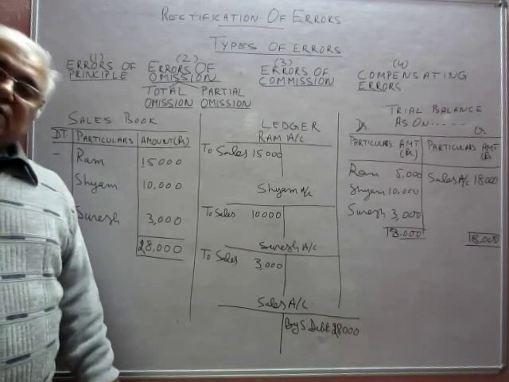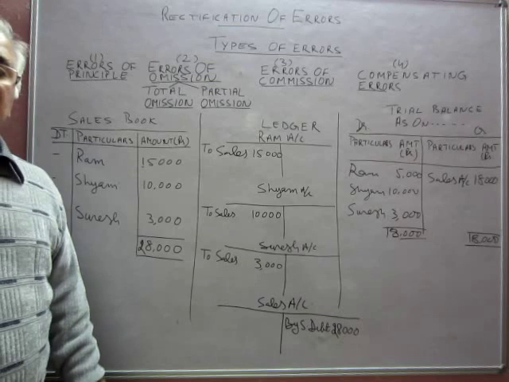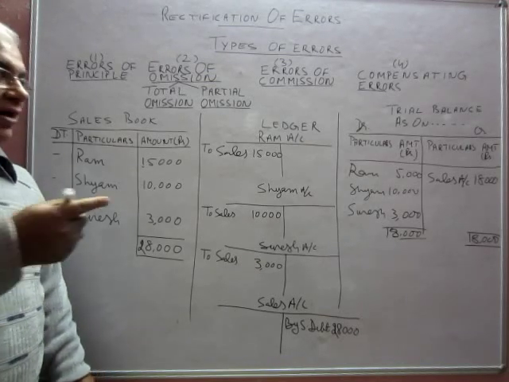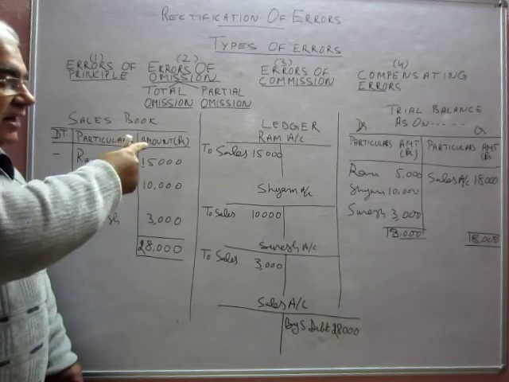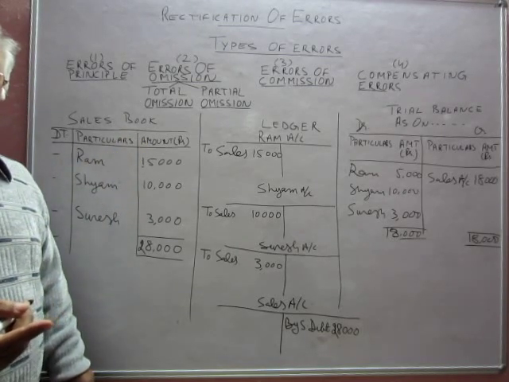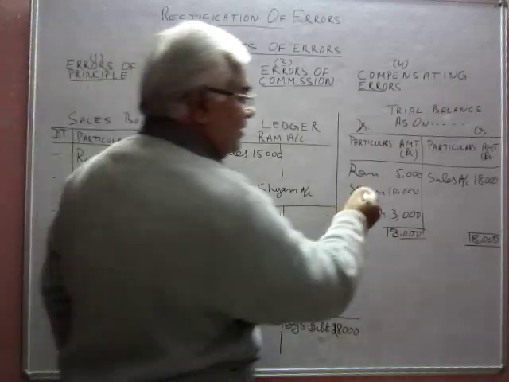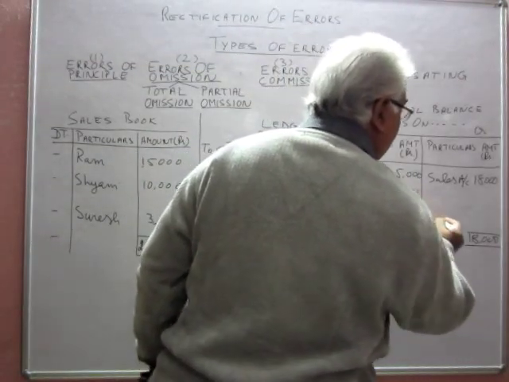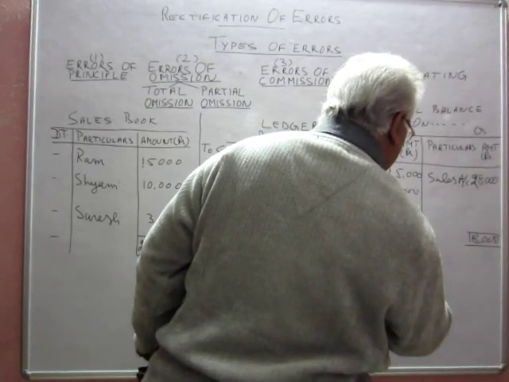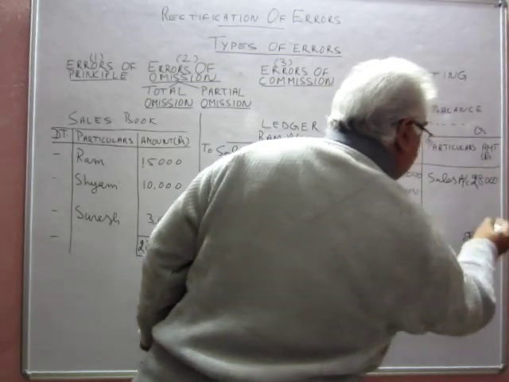Now the trial balance will still tally because this error is affecting two accounts with the same amount. Ram's account is being debited by 10,000 more and the sales account is being credited by 10,000 more. For example, it will appear like this. Here it will be 15 and here it will be 28. Your trial balance will still tally.